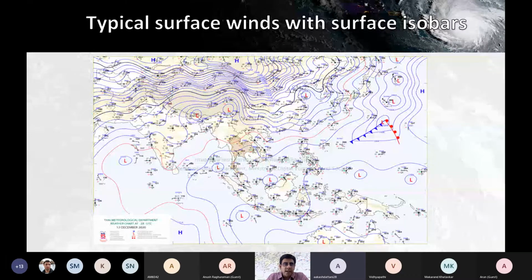Yeah, so this is the typical surface level wind with isobars. Of course, it is not well populated because you have a lot of pressure measuring stations, but you don't have many wind measuring stations, and that's why we have only very sparse wind data. So this is one of the limitations of observations, because you don't have a lot of information available at every point.